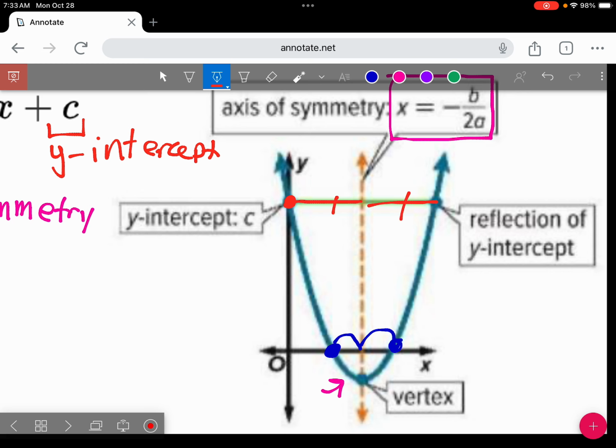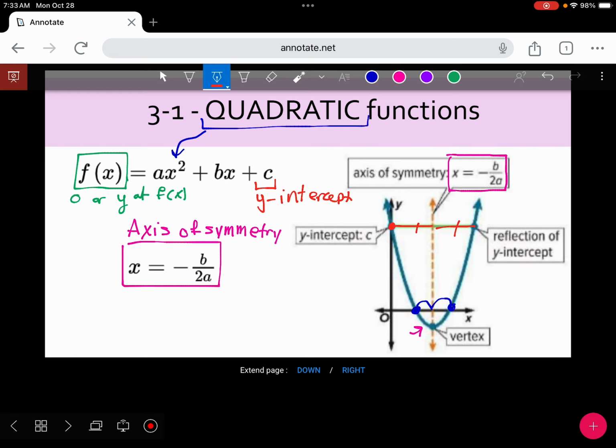So we're going to use that to help us make these graphs, even though we know very, very little about quadratics right now. But that's how we're going to start with graphing. Is we're going to start by finding our axis of symmetry, finding our y-intercept, and kind of filling in points in between.